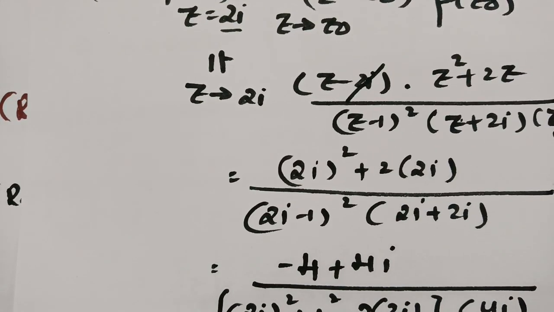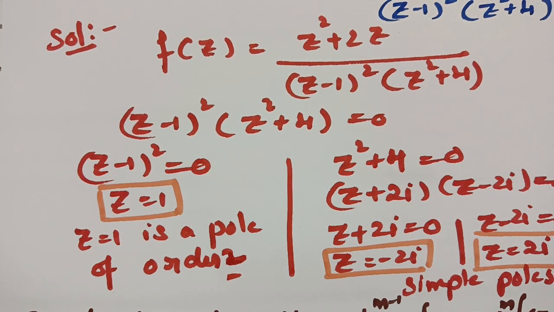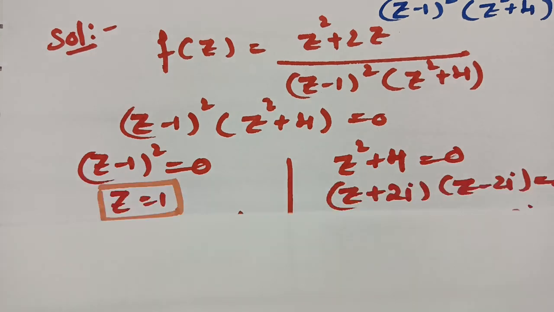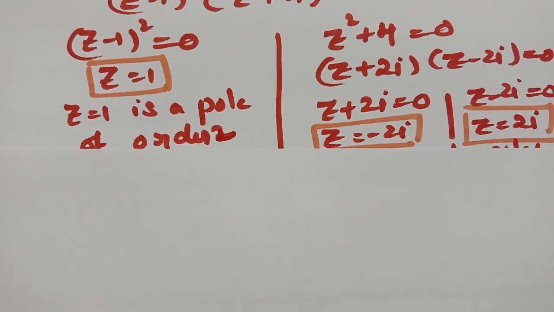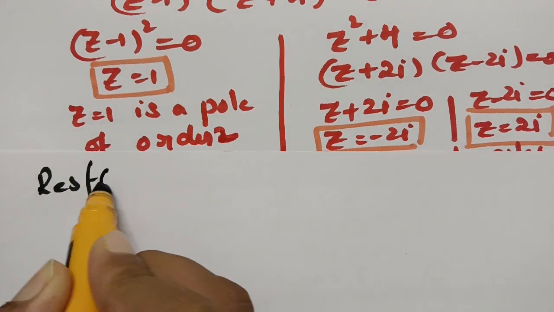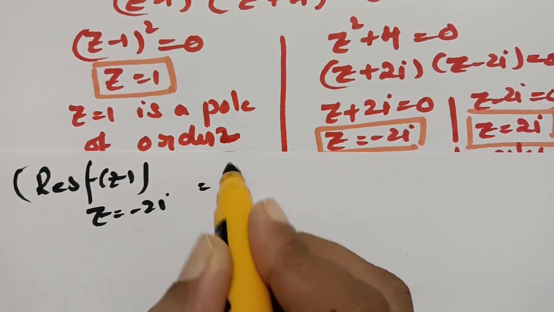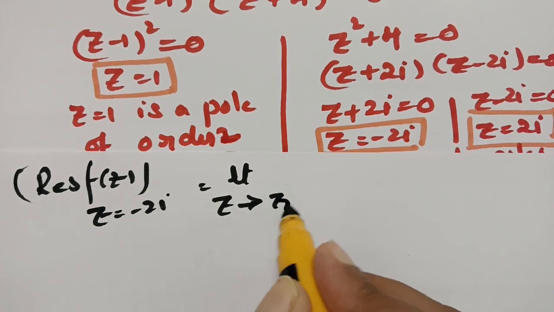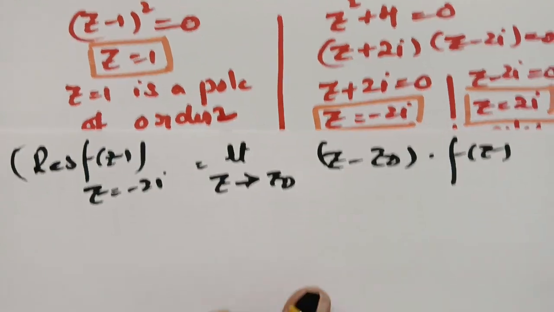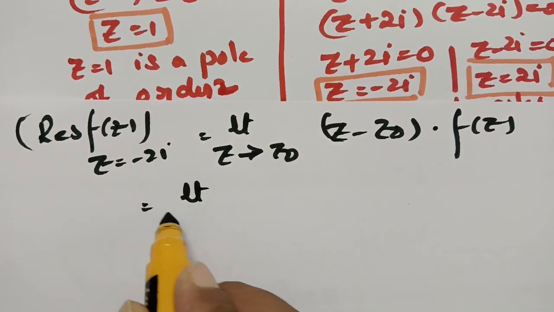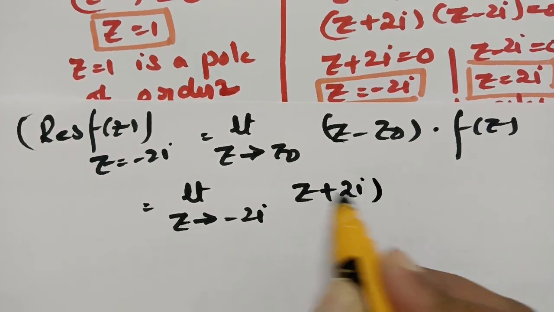And the next one here is the residue value for z is equal to minus 2i. For z is equal to minus 2i, we have to find out the residue value. Residue of f of z at point z is equal to minus 2i is nothing but, first of all I'm writing the formula, limit z tends to z naught, z minus z naught into f of z. So this is going to become limit z tends to minus 2i, z minus of minus 2i, that is z plus 2i, into f of z.